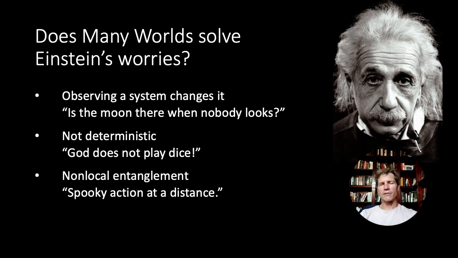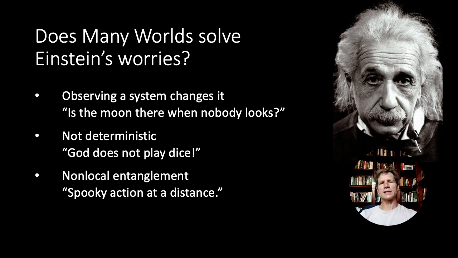Also, Einstein didn't like the fact that quantum mechanics was not deterministic, that there were random elements in it. He'd say, God does not play dice, a very common phrase that he repeated over and over again. Again, the many worlds theory solves that problem. So it is a fully deterministic theory. Never at any stage do we have any random collapse happening.